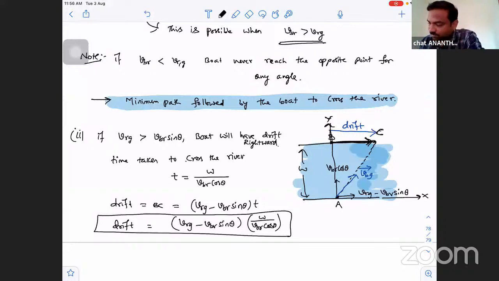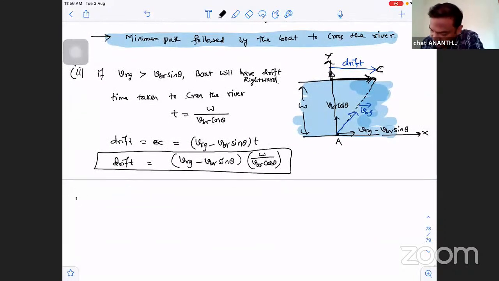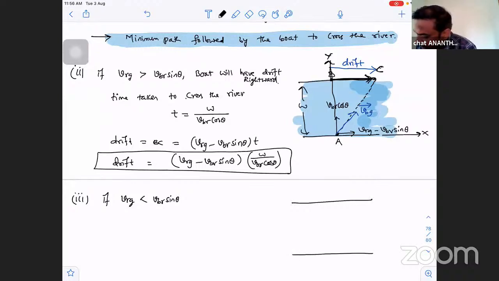Okay. So what is the third part? Third part is if VRG is less than VBR sin theta. If VRG is less than VBR sin theta, then what will happen? Now VBR sin theta component is more than VRG. So finally, you cannot add VBR sin theta and VRG.